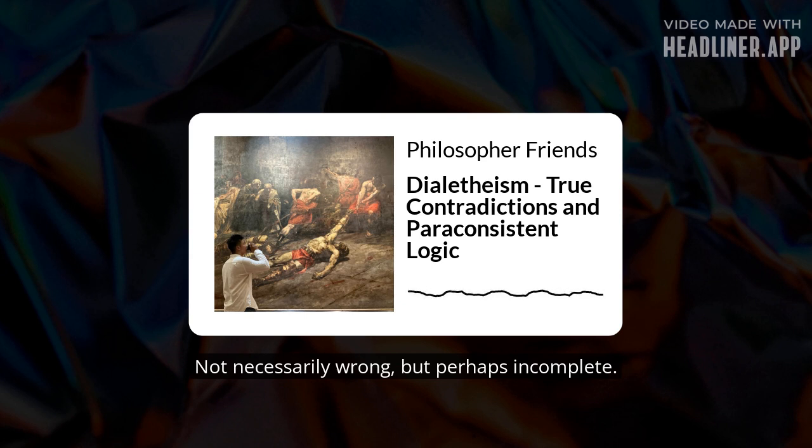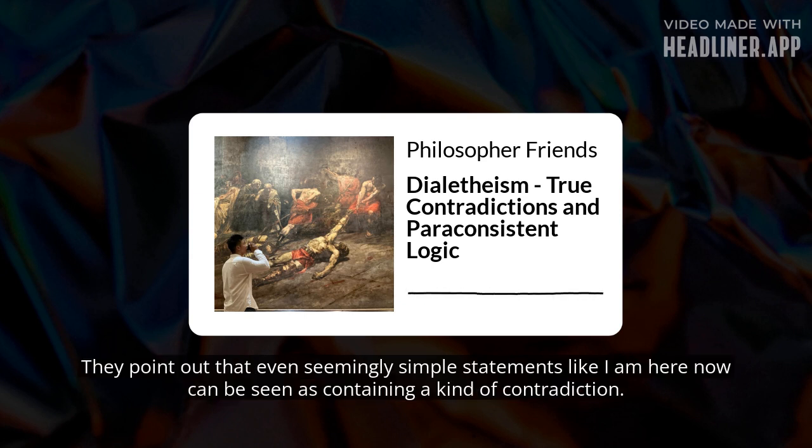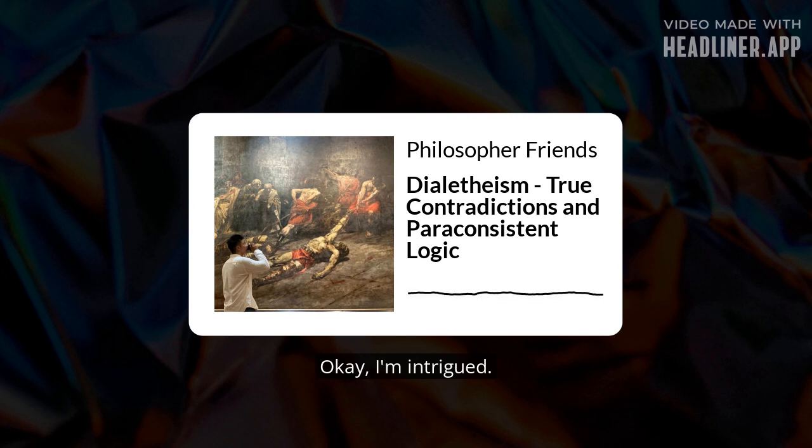Not necessarily wrong, but perhaps incomplete. They point out that even seemingly simple statements, like "I am here now," can be seen as containing a kind of contradiction. Okay, I'm intrigued. How is "I am here now" contradictory? It seems pretty straightforward to me.